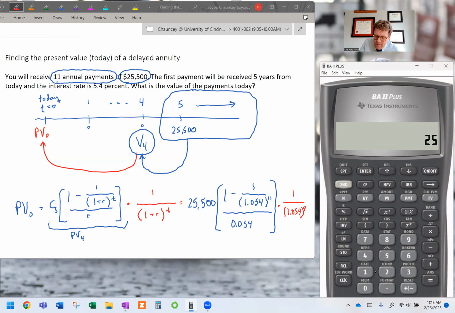Multiply that by the 25,500. This is the value of that annuity at time 4. And I think that makes this question tricky. It's commonly thought that that's the value at time 5. But if the payment is received at time 5, using the ordinary annuity equation will tell you the value at time 4. So this now we treat as a single cash flow. I'm going to save that number by pressing store 1. STO is right here on the left-hand side, store 1.